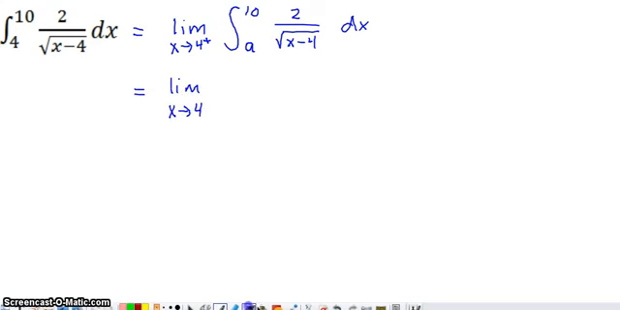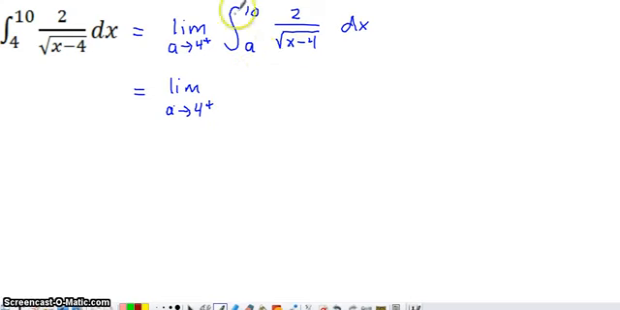Whoops, and I have the wrong value here. I'm not supposed to let x approach 4. Let me backtrack here. My lower limit of integration is supposed to be what approaches 4. That's my fault. Right, this is what I want to let approach 4, this lower limit of integration. So I just wanted to clean that up there. Sorry about that. I can still only approach 4 from the bigger side with that lower limit of integration.